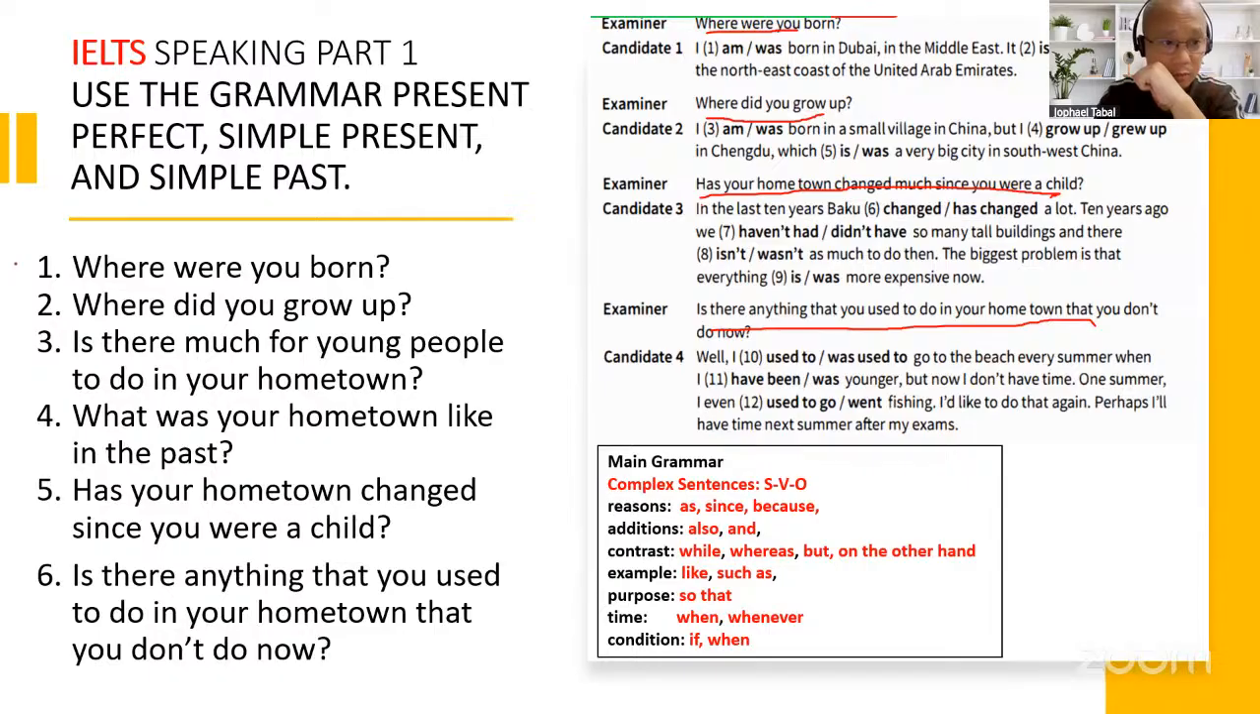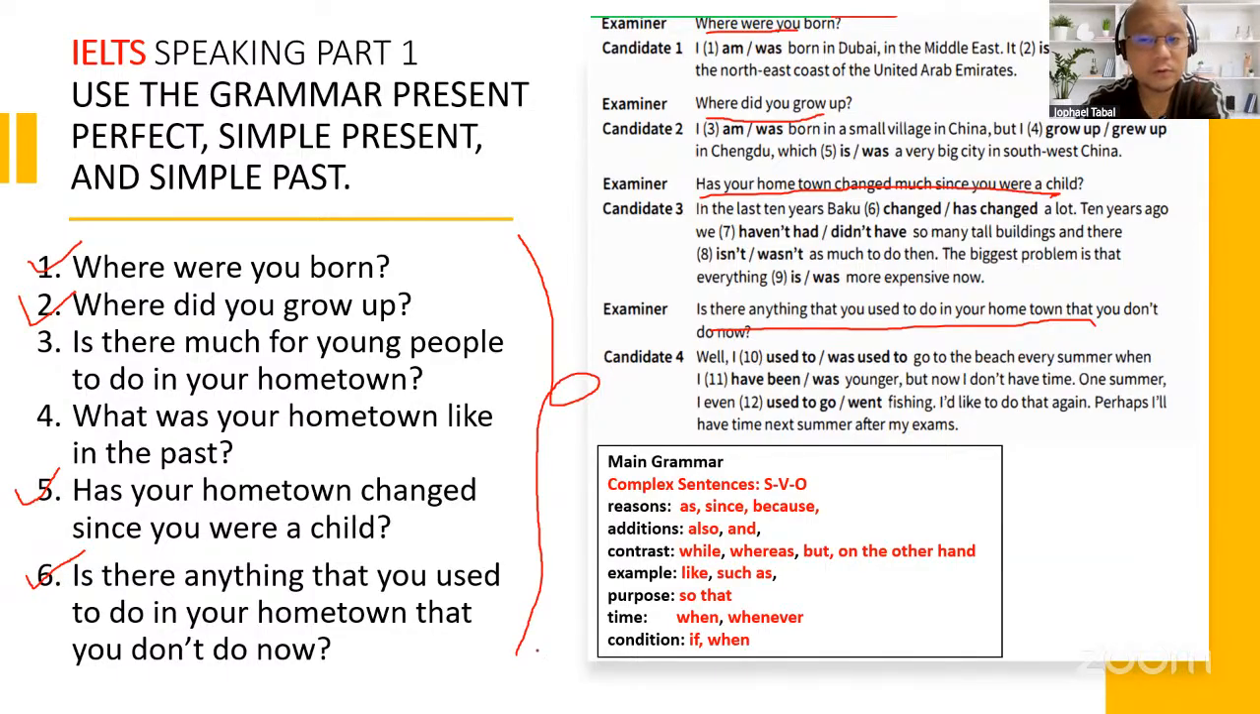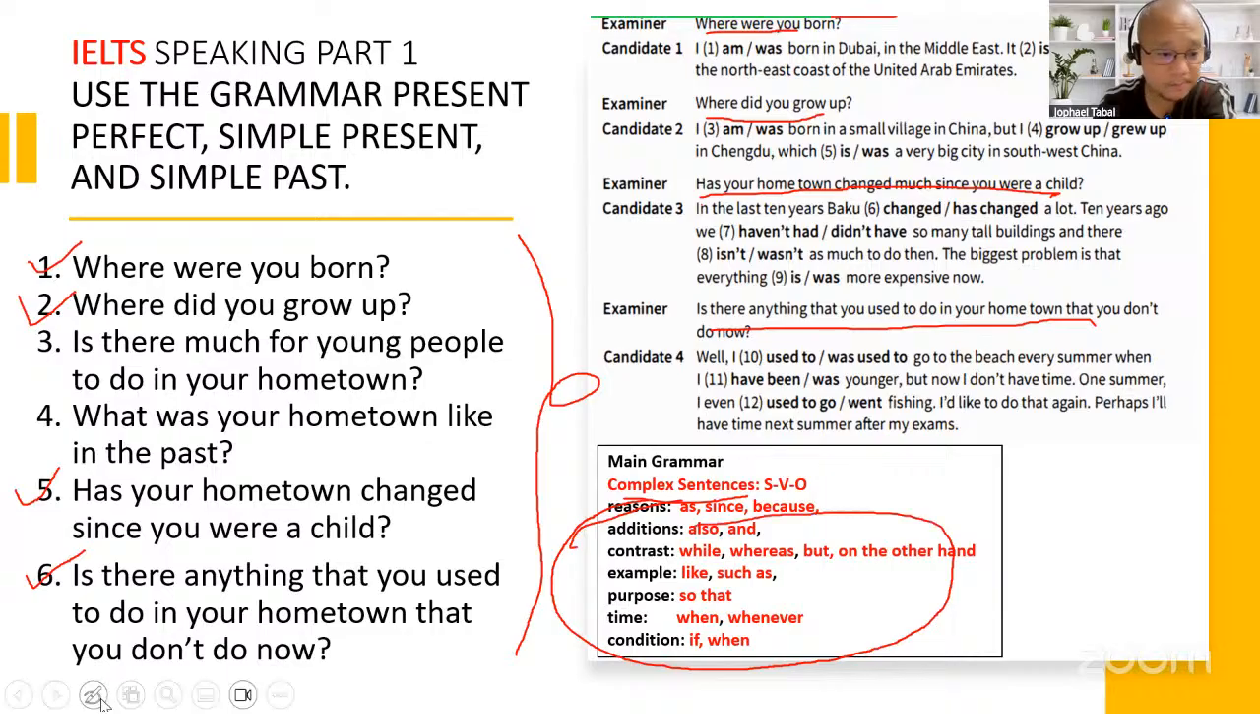So this one, where were you born? Where did you grow up? Has your hometown changed since you were a child? And is there anything you used to do in your hometown that you don't do now? Okay, so each question should be at least 2 sentences. And if you're going to answer in one sentence, please make sure that you use our main grammar to extend or expand our talk by using complex sentences, okay? Understood?